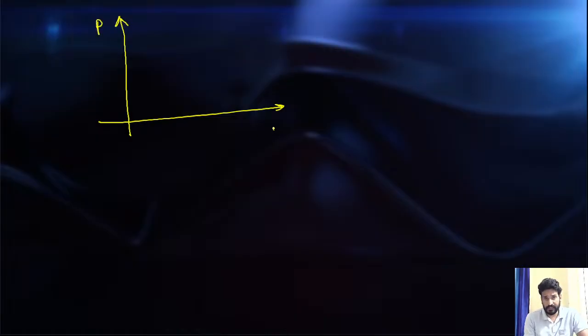Here is P, it is V. Let's suppose this is my state 1, this is my state 2, and this is my state 3. Just please pay attention here. From 1 I'm going to state 2, this is any process. From 2 to 3, and from 3 to 1. Is it clear to you? This is called a thermodynamic cycle.